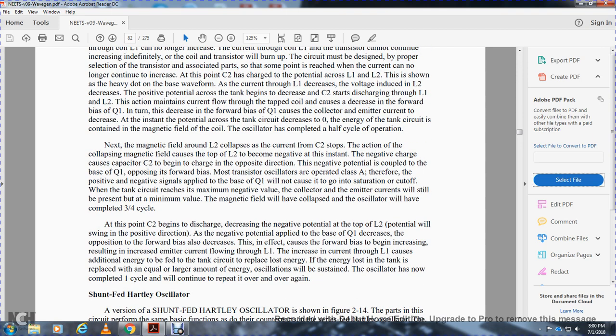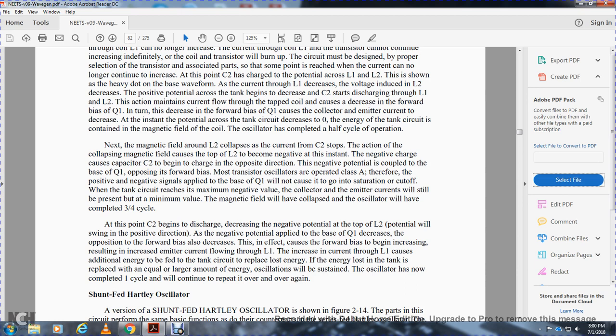The oscillator has completed a half cycle of operation. Next, the magnetic field of the inductor begins to collapse, and current charges the capacitor. The collapse of the magnetic field causes the top of inductor 2 to become negative. The capacitor 2 begins to charge in the opposite direction. The negative potential is coupled to the base of transistor 1, reducing the forward bias. The oscillator operates as class A.